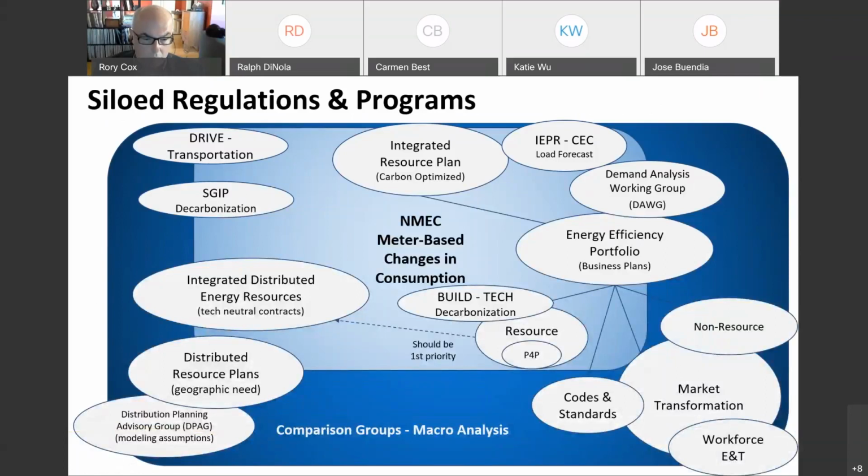This is the world we live in, right? This is the crazy quilt of siloed proceedings at the commission with their own status quo ways of deriving calculations for cost effectiveness, like Katie had pointed out. But it's also presumably how California is expected to meet our decarbonization objectives, and they're lofty.